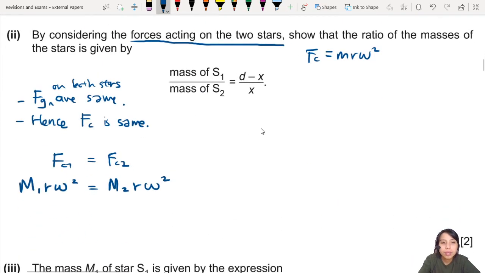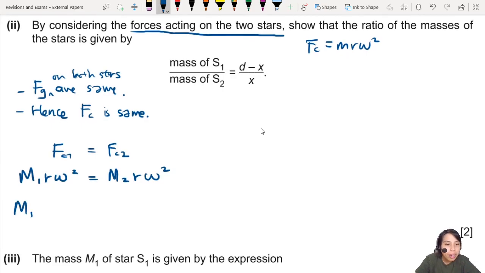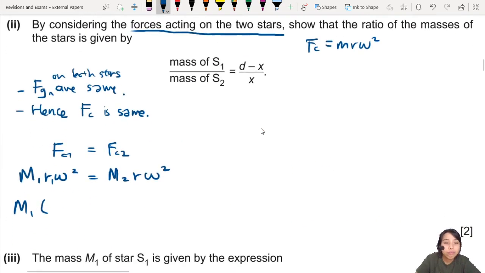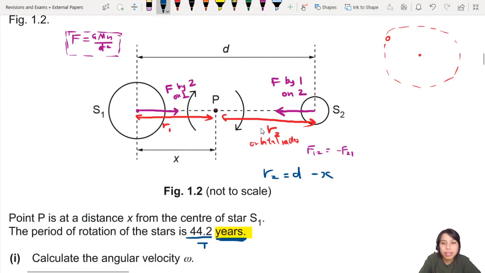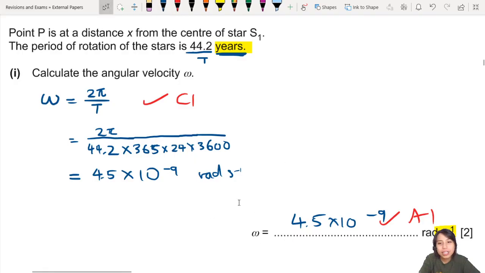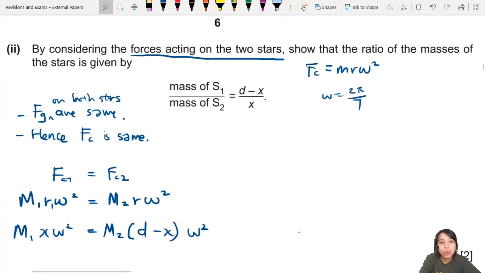Okay, let's go down and write it in. Where were we? M1 is R1, so that would just be X. Yeah, R1 is just X, X distance away from the center. So M1 X omega squared. M2, this one will be D minus X, right? So we write there D minus X times omega squared. But also notice that both of them have the same orbital period, so omega and omega you can divide out, because omega is 2 pi over T. We already found the angular velocity, so it's the same for both. So you can pretty much divide it out. So this is gone.